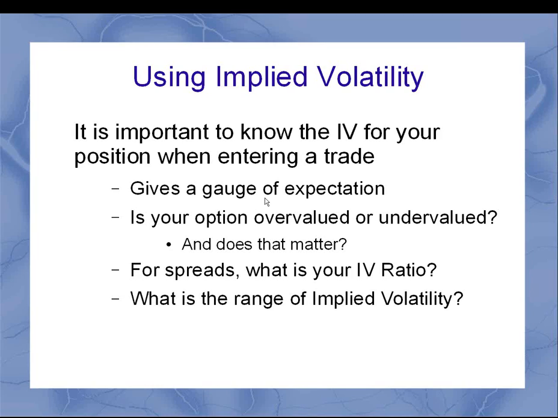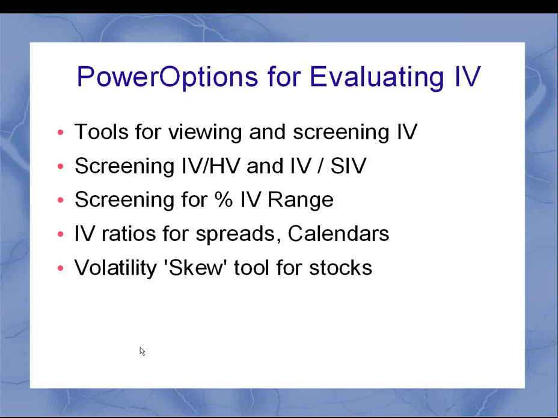And that's what we want to take a look at next, using the implied volatility for our trades and evaluating it going forward. Using the PowerOptions tools, we can screen for IV. We can screen for the ratios as well. We can screen for the percent implied volatility range and IV ratios for spreads and calendars. And we also have a volatility skew tool as well.